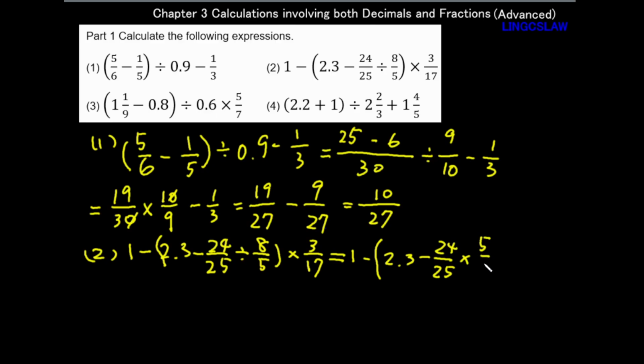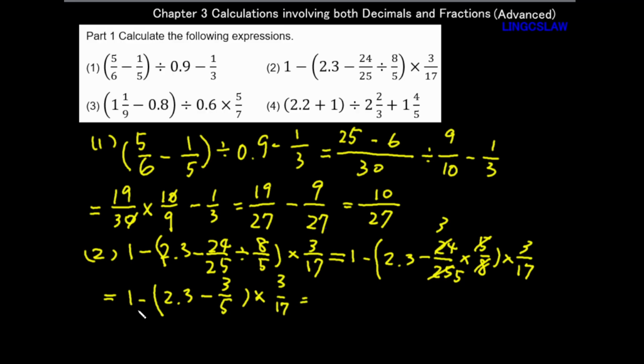is times 5 over 8, times 3 over 17, equals 1 minus 2.3 minus, so let's simplify this, and 3, so denominator 5, numerator 3, times 3 over 17 equals. Alright, so next let's do this part.